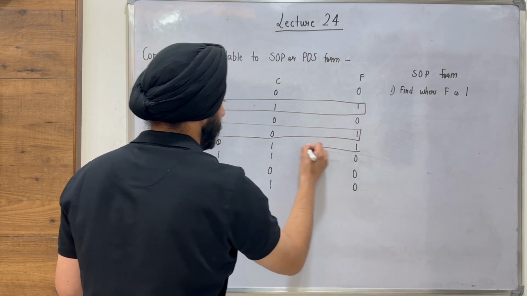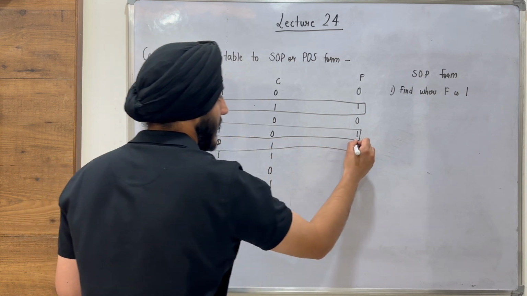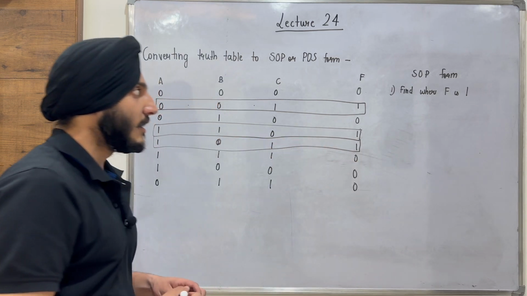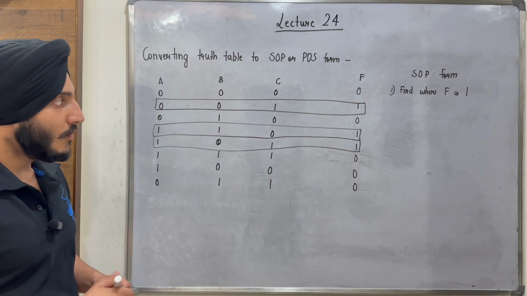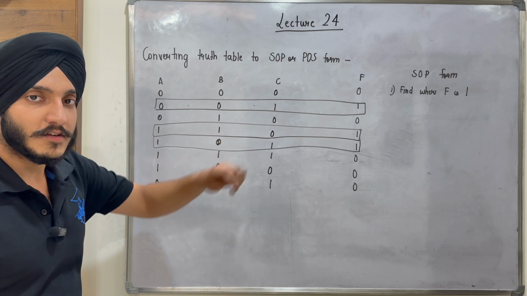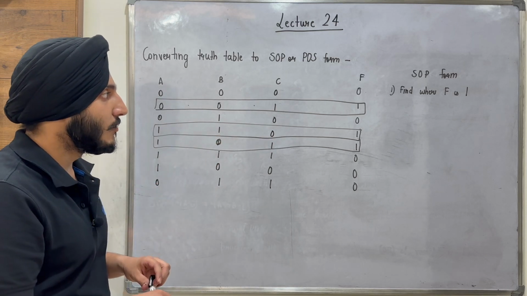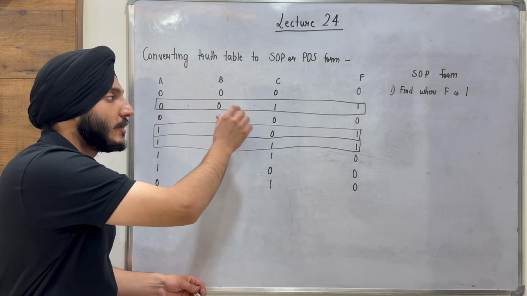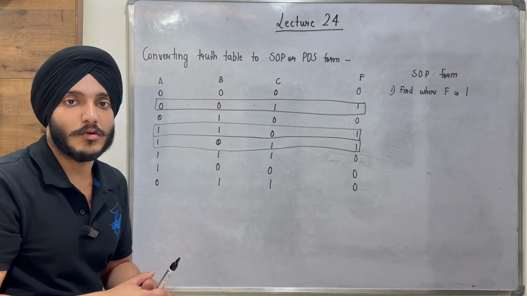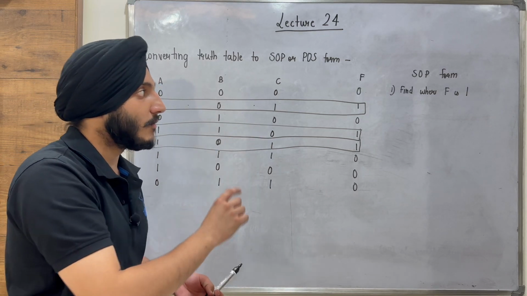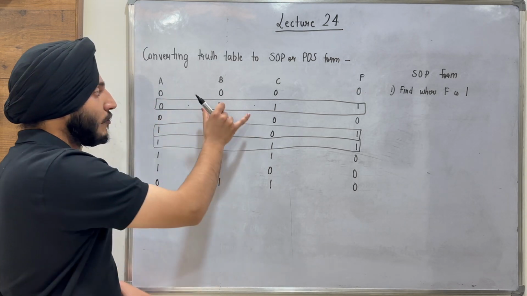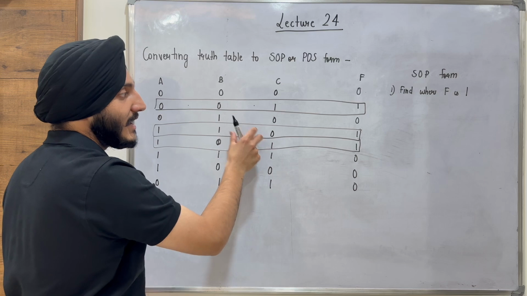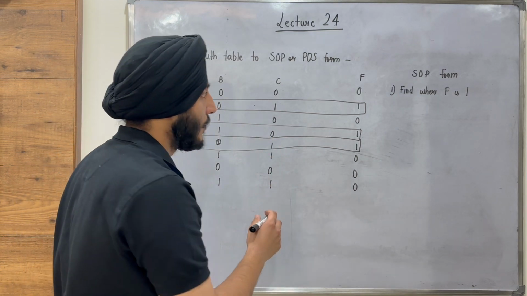I have this one. And that is basically it, right? For the rest of the values, f is 0, right? So we have found all the points where f results in a 1. Second thing, I need to find all the terms and add them together. Remember, this is the sum of products form. So what I need to do is the product of each of these and then add them together. Let's try to understand how we do it, right?